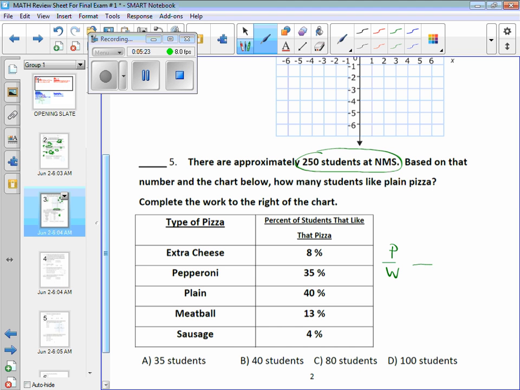So I'm going to set that up here. There's my 250 for whole. What am I trying to find? Geneve. The part. I'm going to leave that blank or I'll put a little box here.